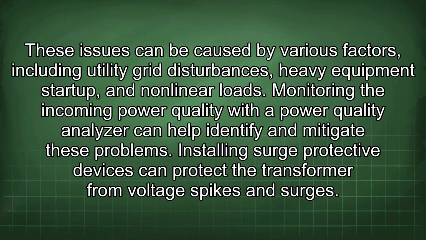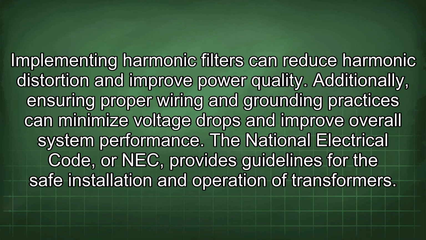These issues can be caused by various factors, including utility grid disturbances, heavy equipment startup, and nonlinear loads. Monitoring the incoming power quality with a power quality analyzer can help identify and mitigate these problems. Installing surge protective devices can protect the transformer from voltage spikes and surges. Implementing harmonic filters can reduce harmonic distortion and improve power quality. Additionally, ensuring proper wiring and grounding practices can minimize voltage drops and improve overall system performance.